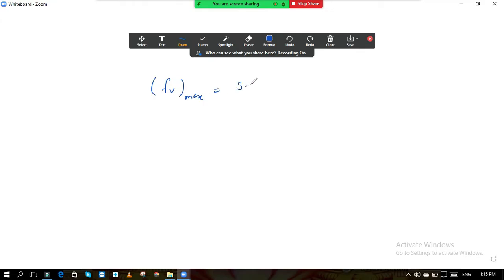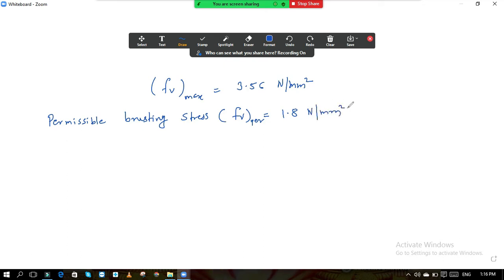and that value was 3.56 Newton per mm square. Then permissible bursting stress, it is FV permissible, which is 1.8 as per IS 1343 for prestressed concrete. Okay, so permissible is 1.8, and now here it is 3.56. So therefore shear reinforcement is required.